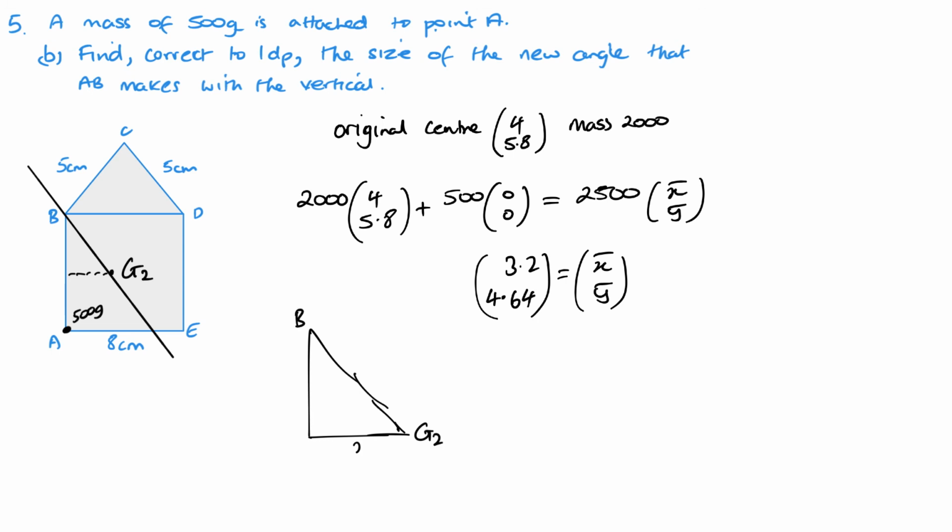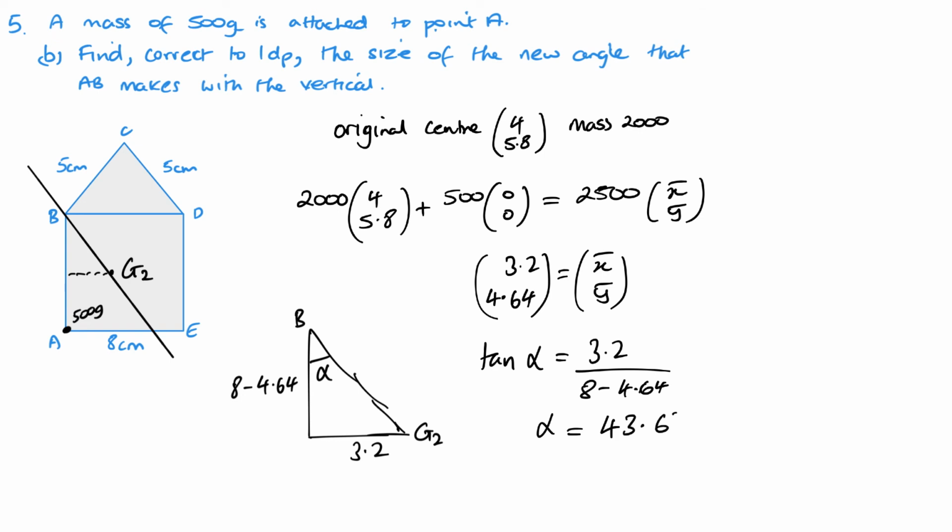And the distance across here is 3.2, and then this distance is 8 minus 4.64. Let's call this alpha. So tan alpha is 3.2 over 8 minus 4.64. And that gives me 43.6 degrees to 3 significant figures.